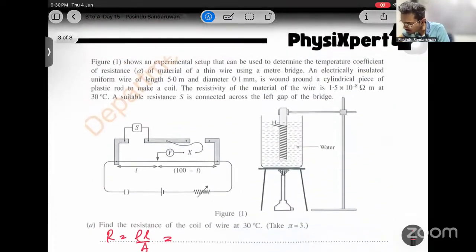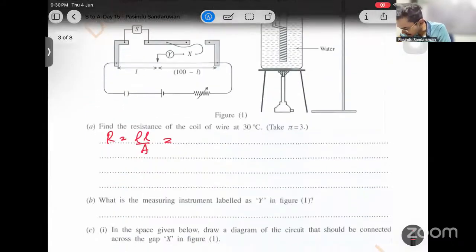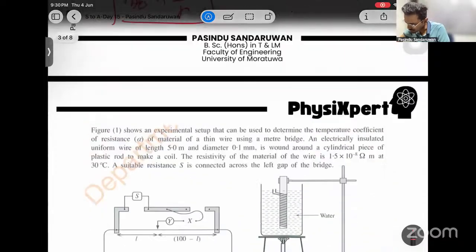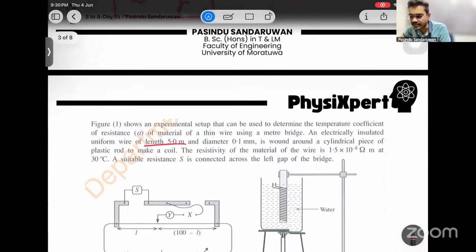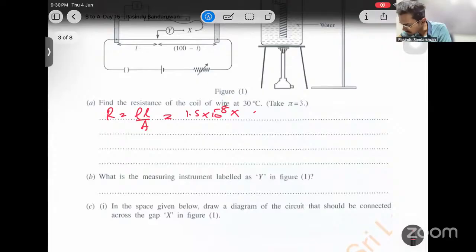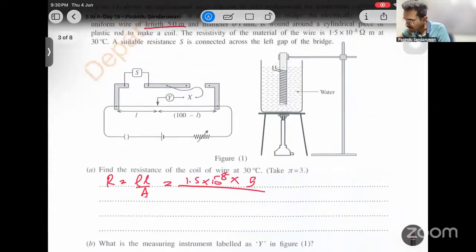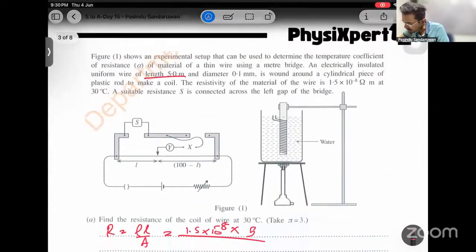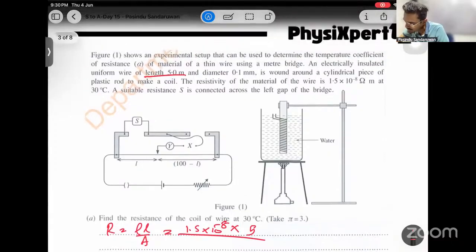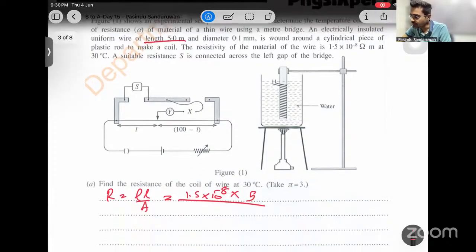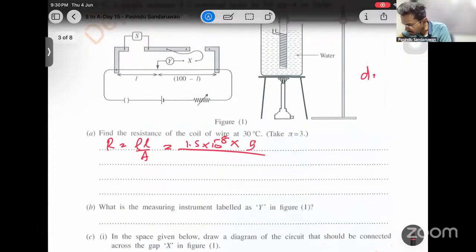Right. Rho was given. Rho, resistivity, is 1.5 times 10 to the power minus 8. Length was 5 meters, right? Then 5 over area. Take 5 over area, then diameter is given as 0.1 millimeters. Since diameter is 0.1 millimeters, radius should be 0.05 millimeters.